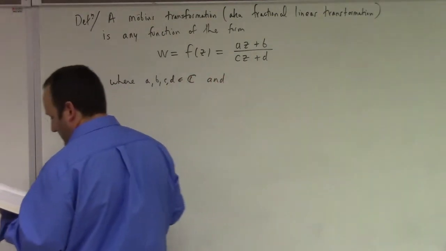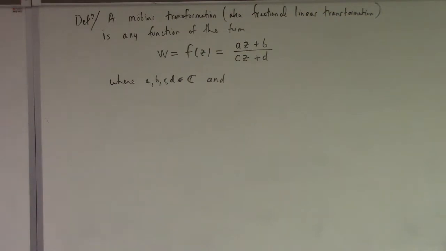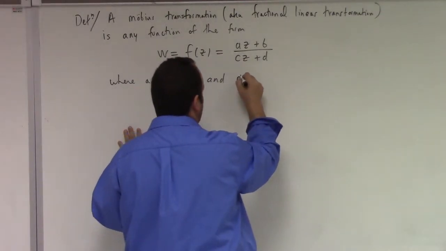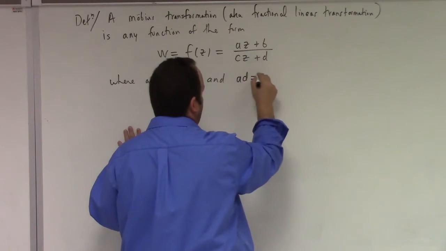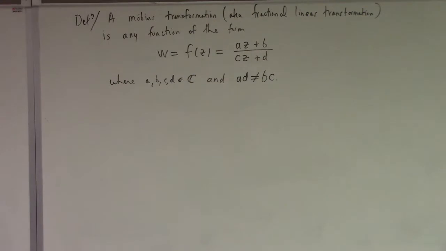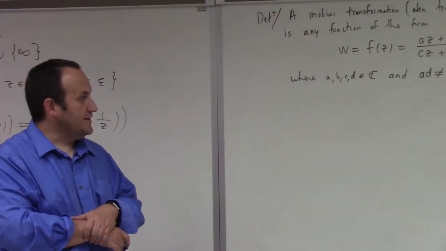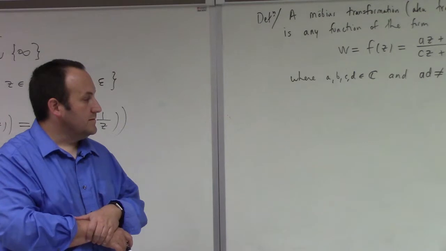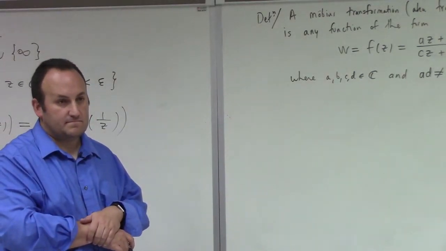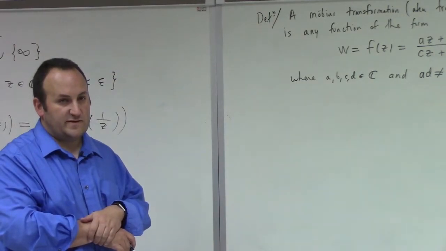And what's the condition that we want on a, b, c, and d? We want that ad is not equal to bc. Now, why do we want that? You guys have a homework problem. You worked it, and you figured out that the derivative, that condition will make the derivative non-zero, right? At the points in its domain.